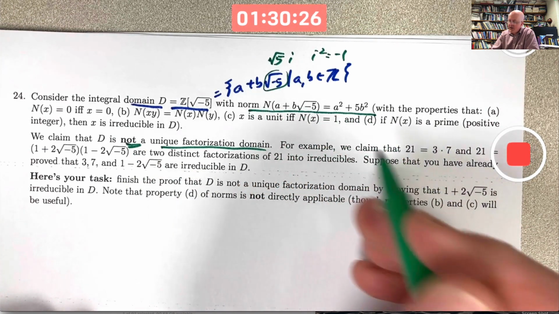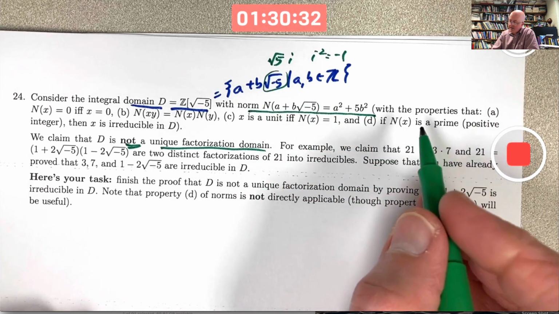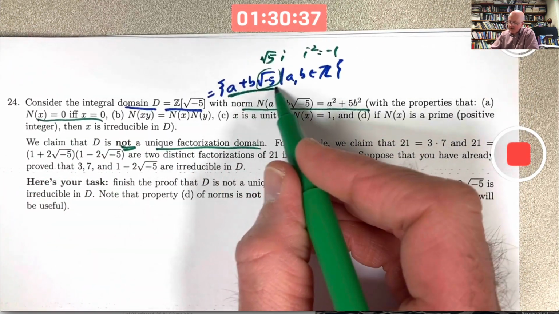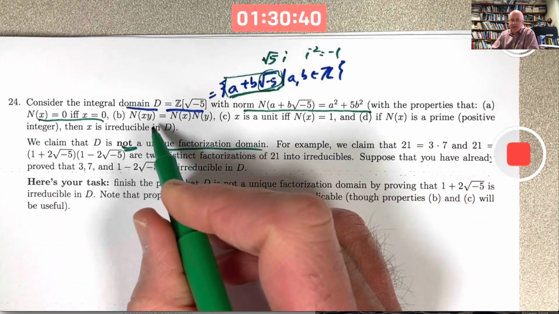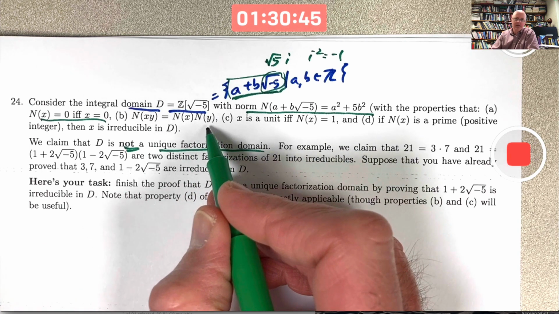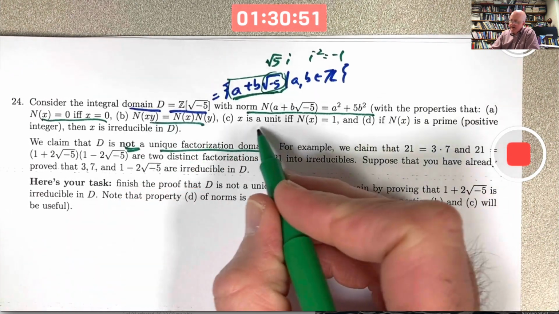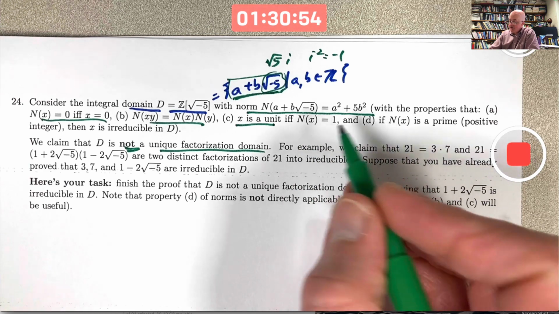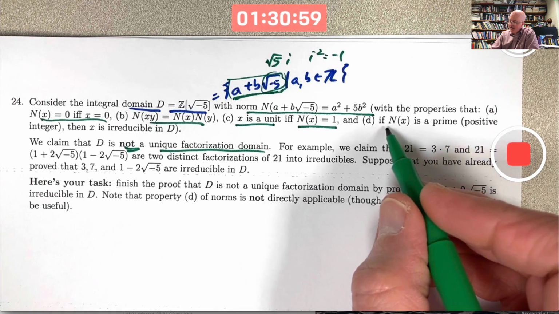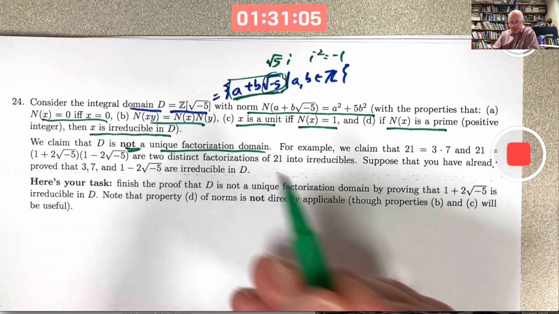What is the norm? Well, it's a function from this set to the non-negative integers with certain nice properties. N of x equals 0 if and only if x is 0, where x would represent an entire expression like this. It's multiplicative, you might say. N of x times y is N of x times N of y. This is kind of generalizing absolute value in a sense. X is a unit, has a multiplicative inverse in this ring, if and only if N of x is 1. And if N of x is a prime number as a positive integer, then x is an irreducible element of D.